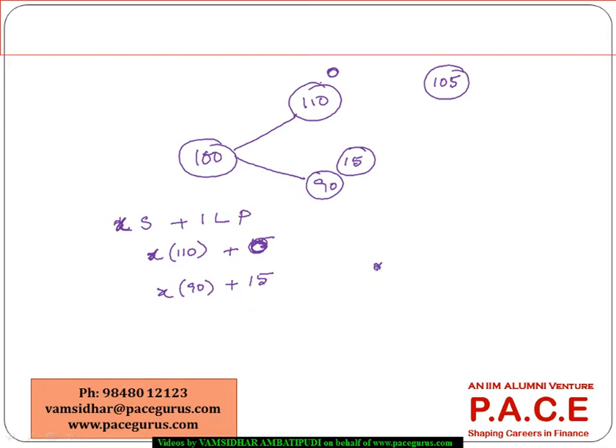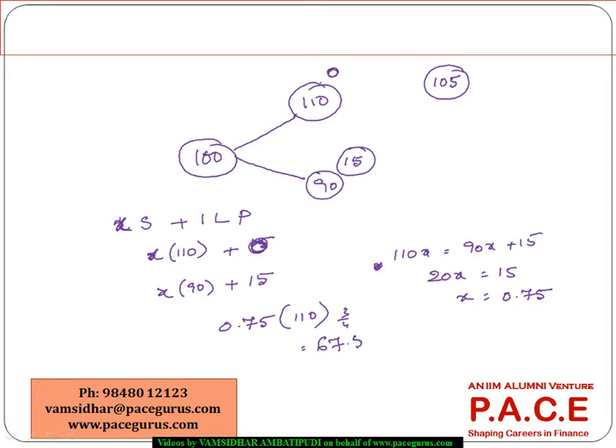Now this should be equal whatever happens to the portfolio, so that works out to 20x equal to 15, which gives x equal to 0.75 shares. So the worth of the portfolio is going to be 0.75 times 110, which is 3/4 times 110.